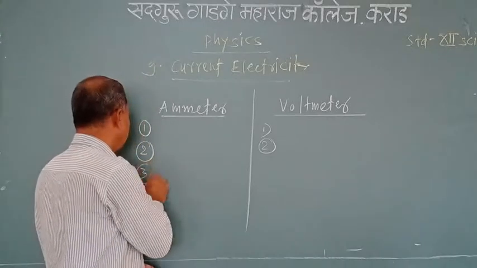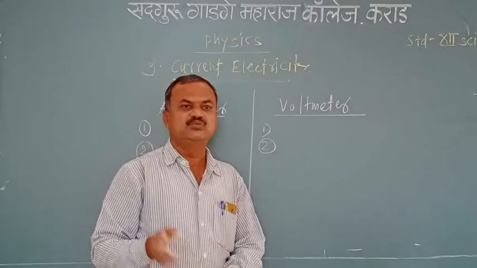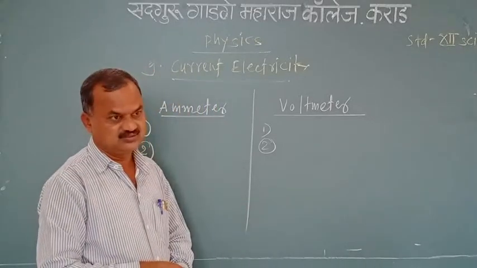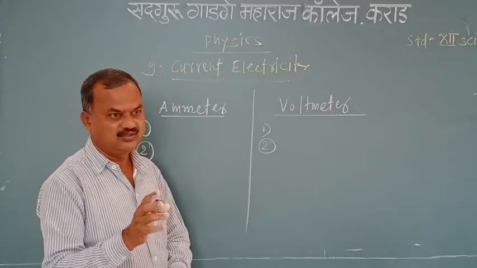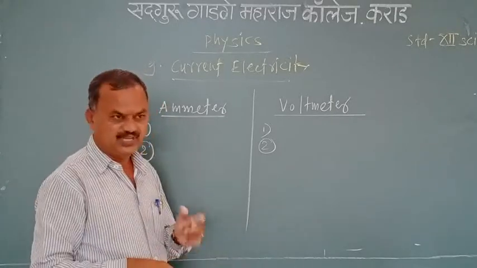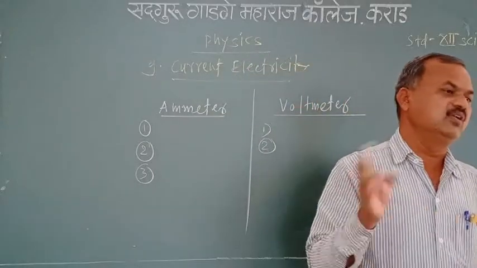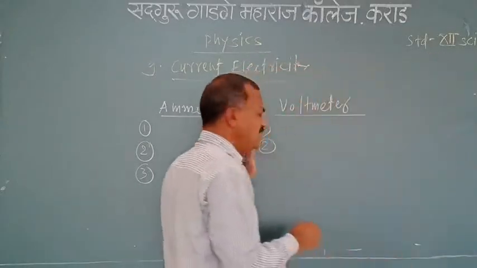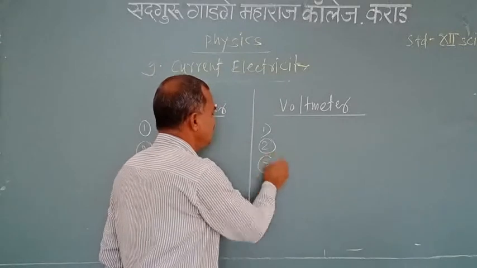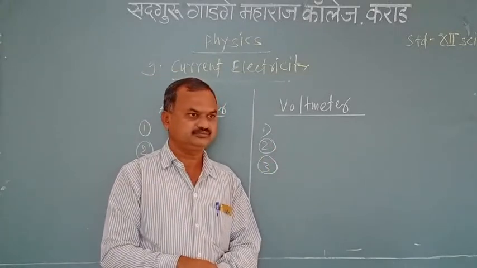Third, an MCG with low resistance, called a shunt, is called an ammeter. That means an MCG with low resistance is called an ammeter, while an MCG with high resistance is called a voltmeter.